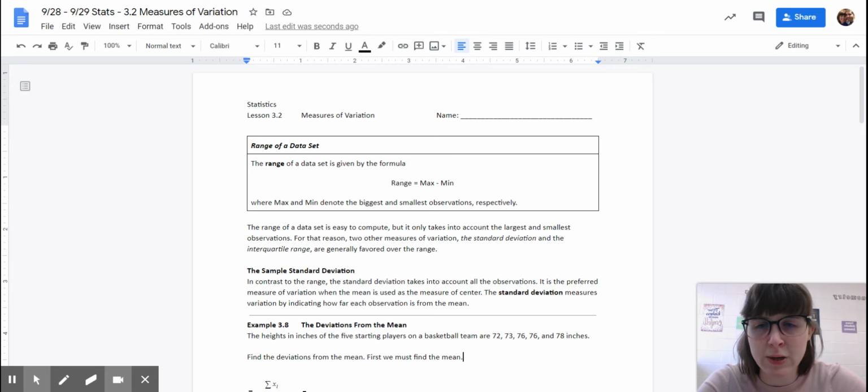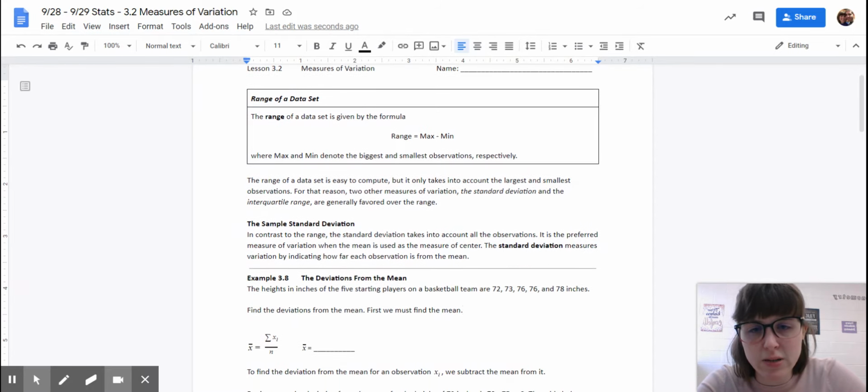Today's lesson is about measures of variation. So last time we talked about mean, median, and mode. Today we're going to talk about standard deviation and all the things that go with that. So first we're going to talk about the range of a data set. The range of a data set is just the biggest number minus the smallest number. So right here where it says max minus min, that's how you find the range, biggest minus the smallest.